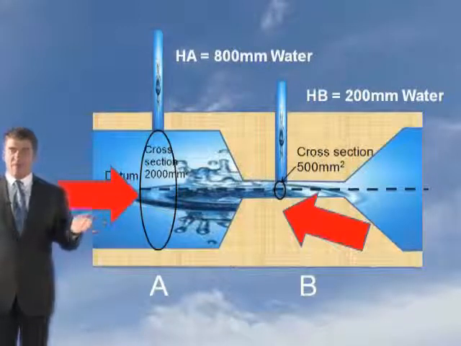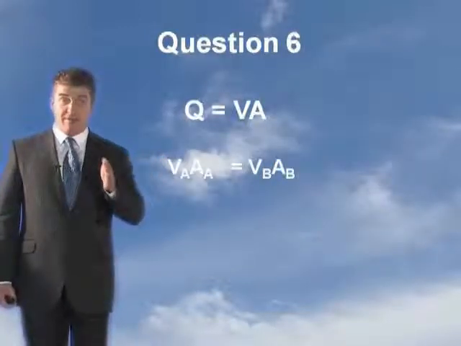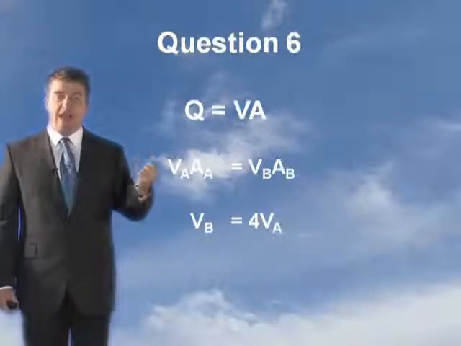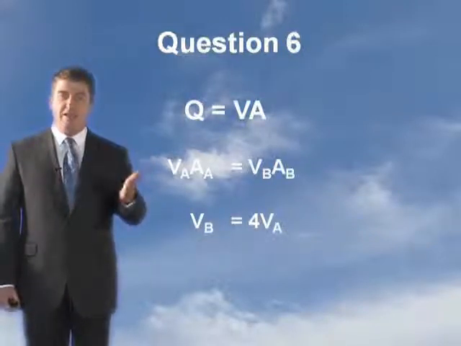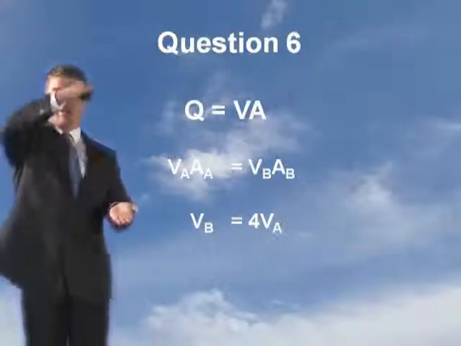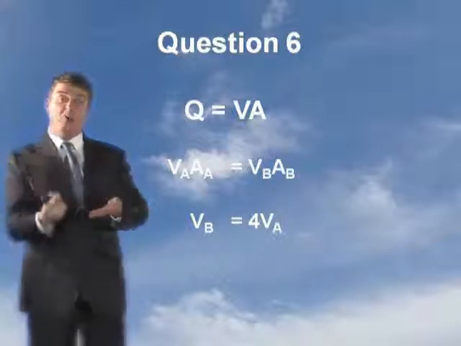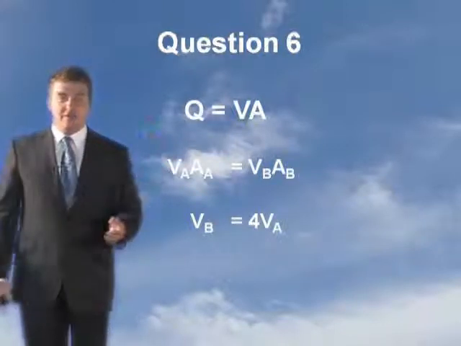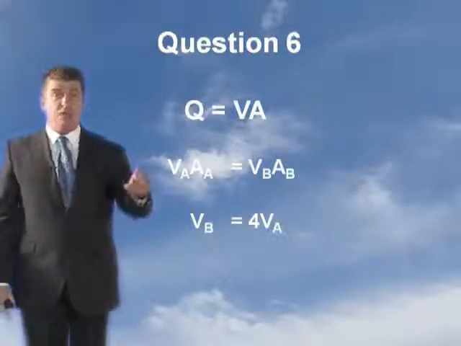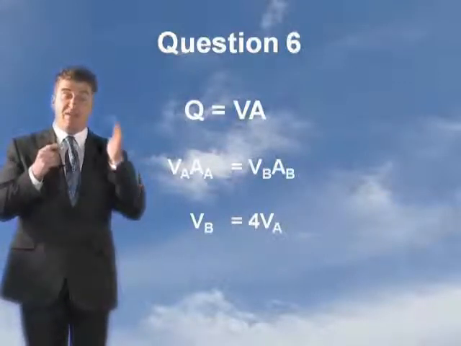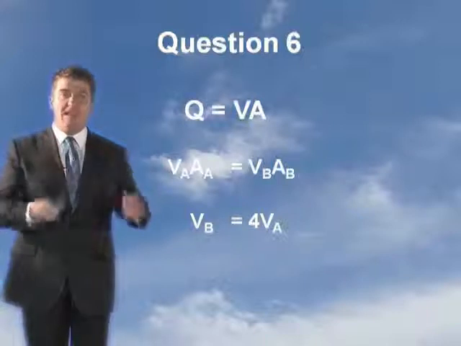Well, therefore, if VAA equals VBAB, the velocity at point B must be 4 times the velocity at A. Do you understand? We know the area is 4 times bigger there than it is there. Well, therefore, the velocity there has got to be 4 times bigger there. In other words, VB equals 4VA. That's the relationship. VB equals 4VA.